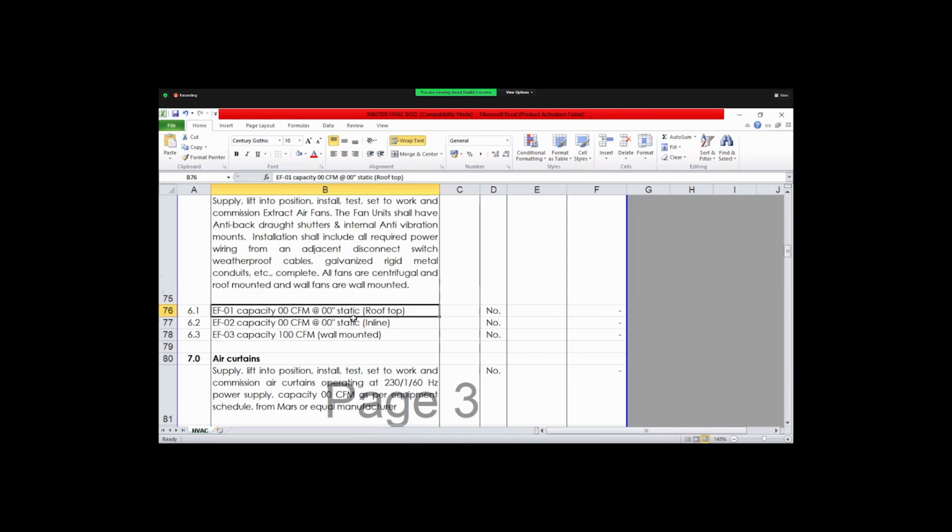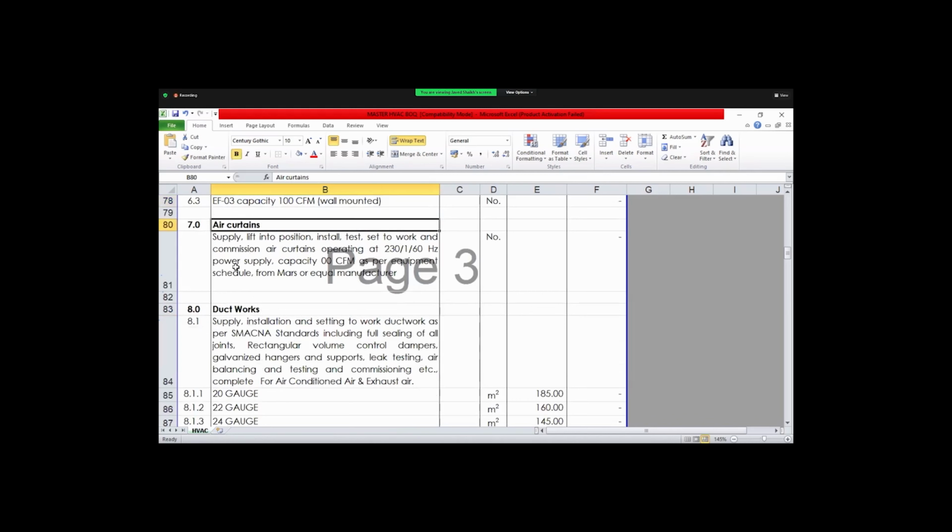We have to mention the static pressure of each fan, like if it's a fresh air fan or an exhaust fan. This is the inline fan which we have seen, and the wall mounted also. This is a popular type of toilet exhaust fan. Okay, the air curtains. So what are air curtains? The air curtain is the same as a split unit, but a little different.